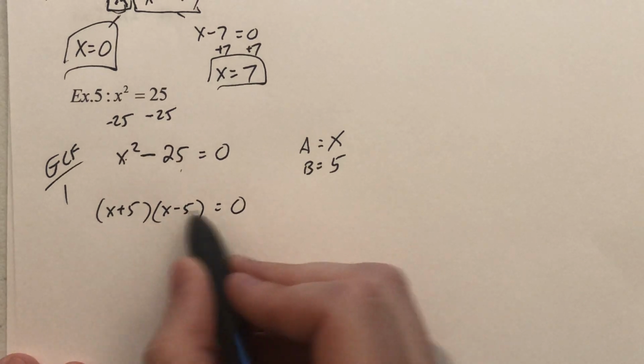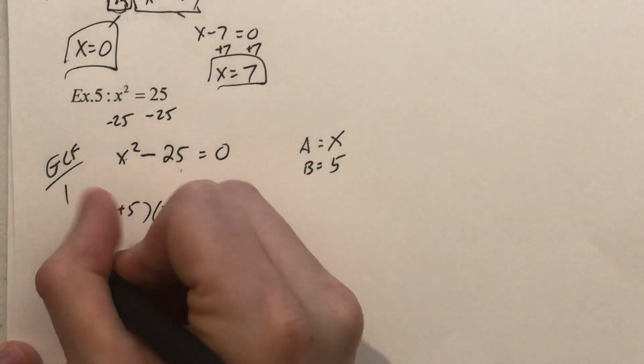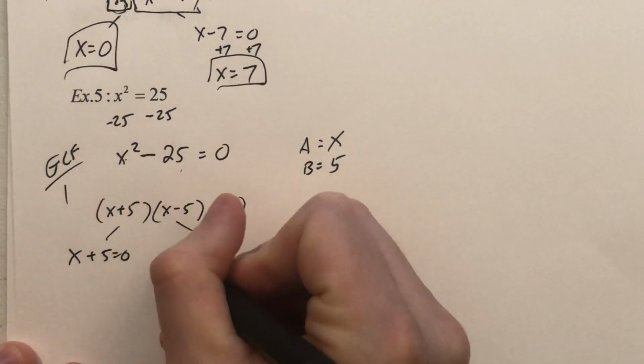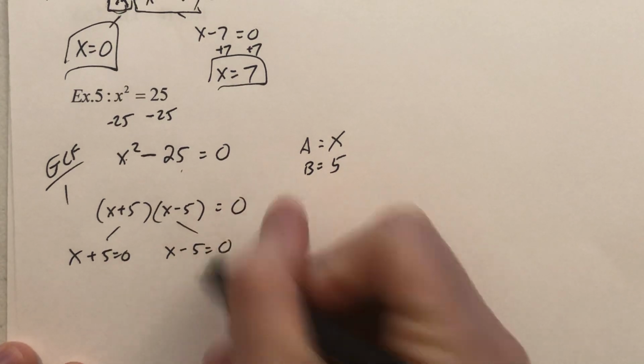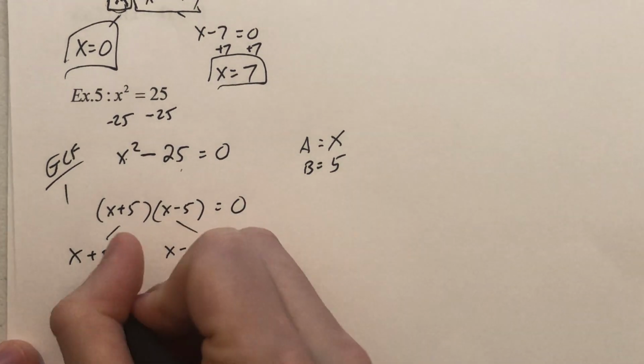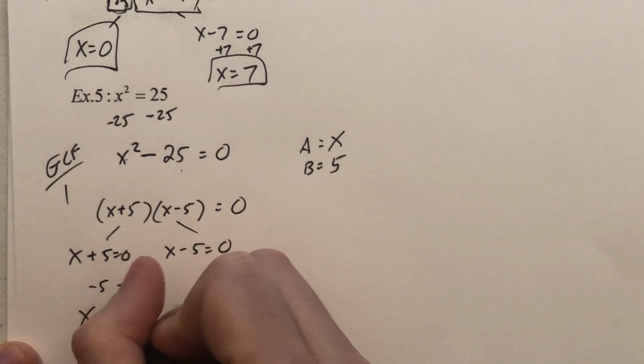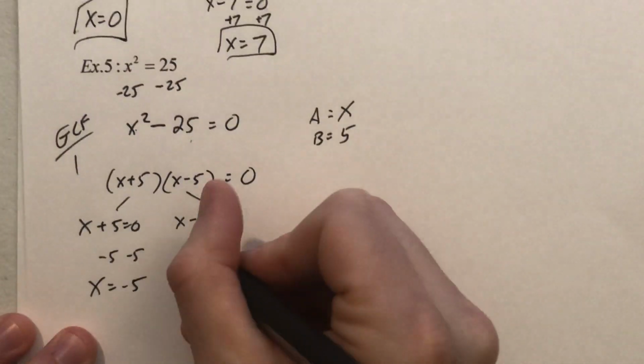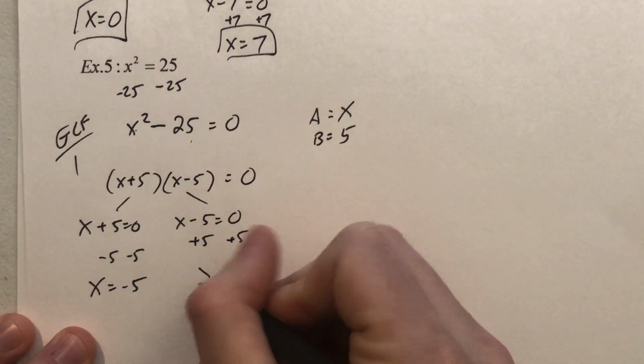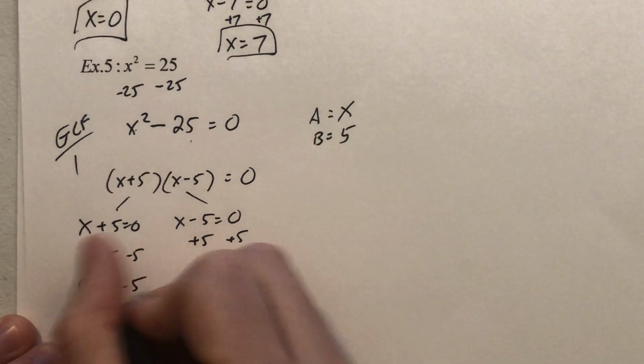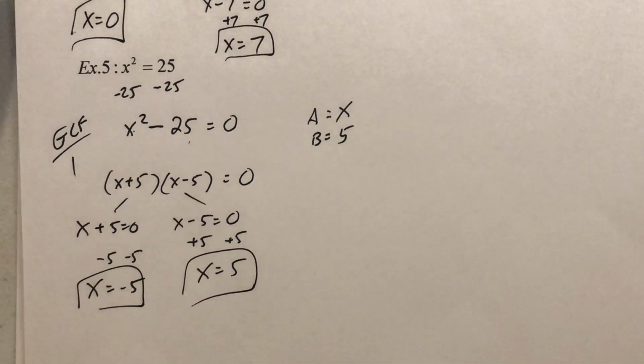And then from there, factored equals 0. So make our 2 separate equations. X plus 5 equals 0 and x minus 5 equals 0. Subtract 5 there gives me a -5. Adding 5 there gives me a +5. And there's our 2 solutions.